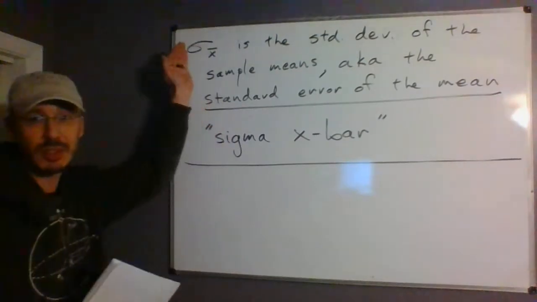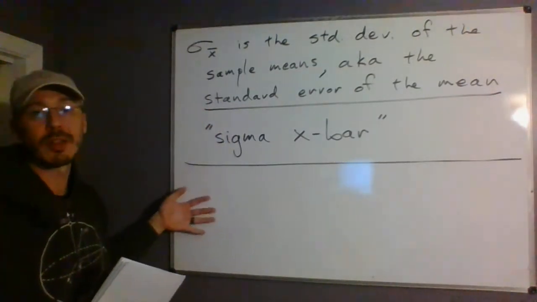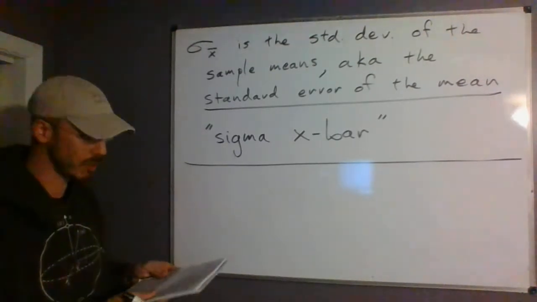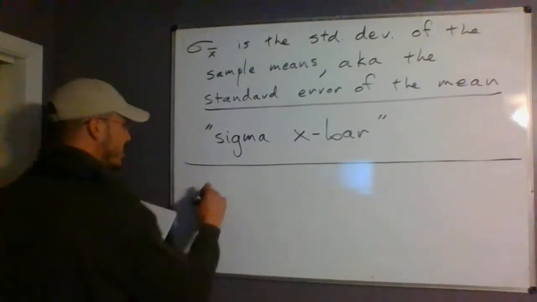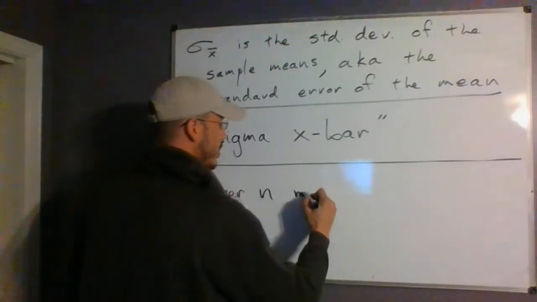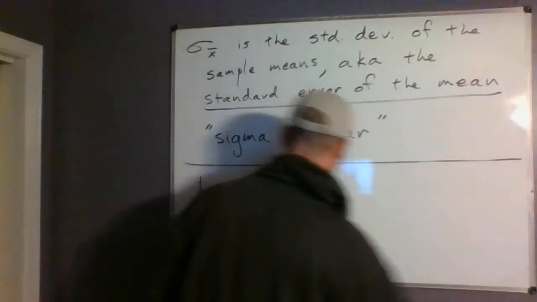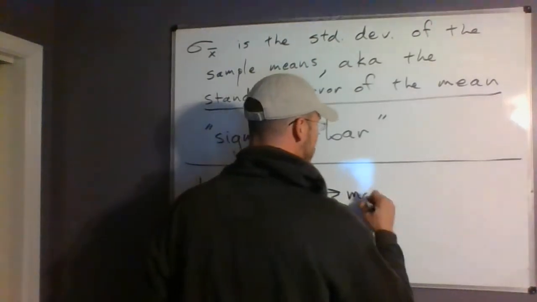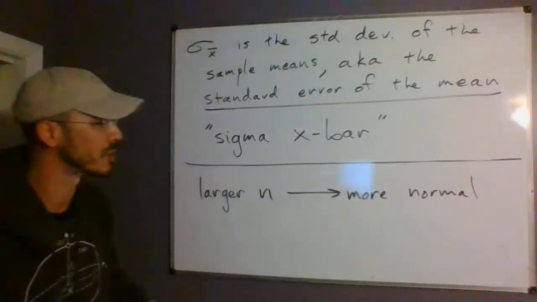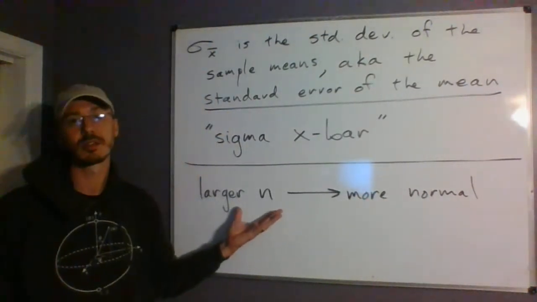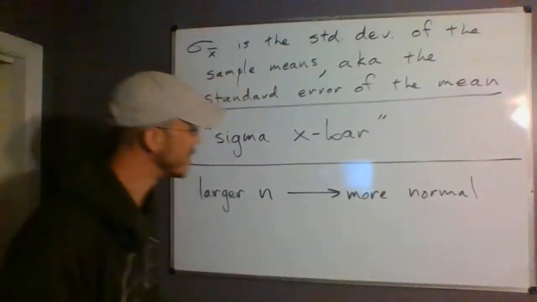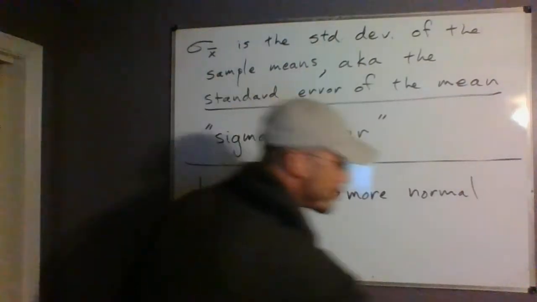Separate from the notation, something that I want to point out about the sampling distribution and the distribution of the sample means is that larger n results in more normal, so closer to a perfect normal distribution. Larger sample sizes for our sampling distribution will get a more normal sampling distribution for the means.